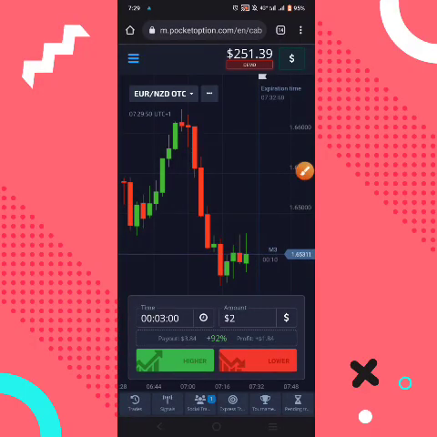Pocket Option account. Now I'll be showing you the best and the most simplest strategy of trading binary option in 2023. Okay, here we'll be using three indicators. The first one will be stochastic oscillator.